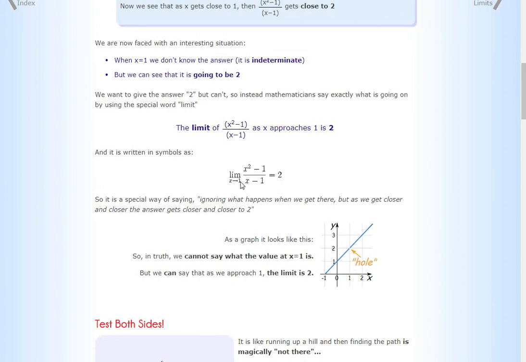On your sheet, it says a limit is written in symbols as, and for that, I want you to write the limit as x goes to 1. It's a little arrow there. The limit as x goes to 1 of your function, which is x squared minus 1 over x minus 1, and that's going to equal 2.